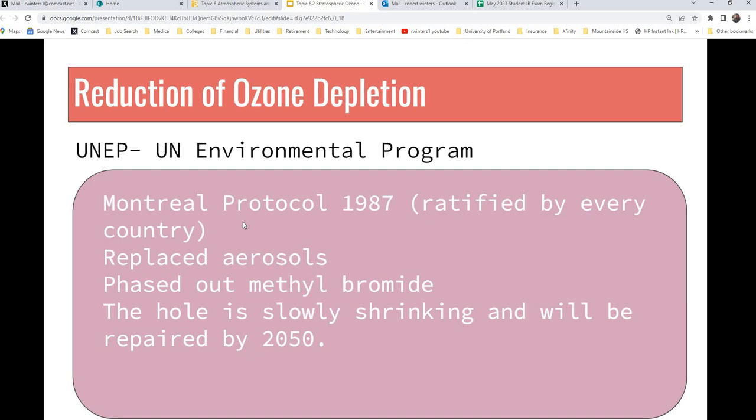And slowly, the hole started to repair itself. Because remember what I told you, if you just leave it alone, the cycle keeps repairing itself. If we continue on this path, the hole should pretty much be gone by 2050. This is really one of those success stories where an international agreement really made a difference.